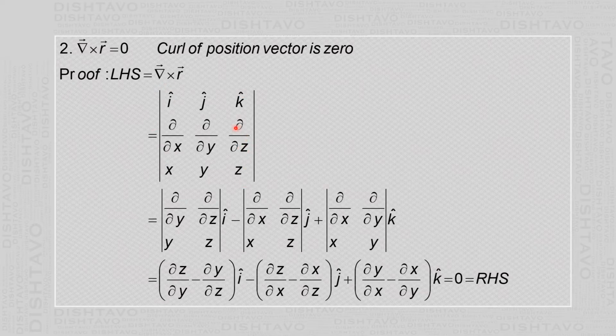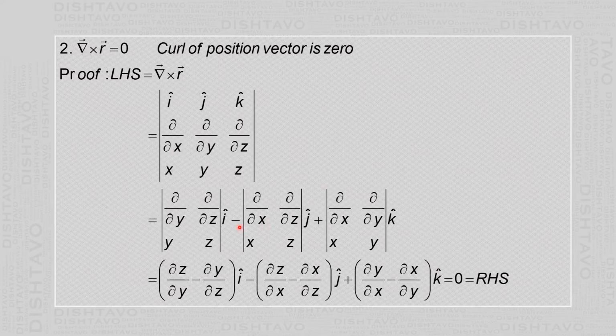In this 3 by 3 determinant, the first row has the unit vectors i cap, j cap, k cap. The second row has the components of the first vector, which is del, whose components are dou by dou x, dou by dou y and dou by dou z. The third row has the components of the second vector, which is here vector r, whose components are x, y and z. To evaluate this 3 by 3 determinant, we convert it into 2 by 2 determinants.